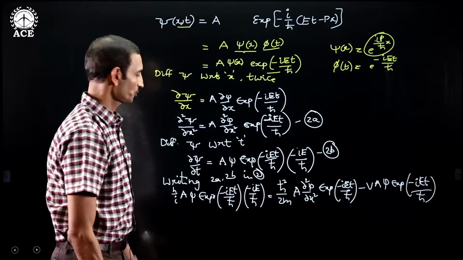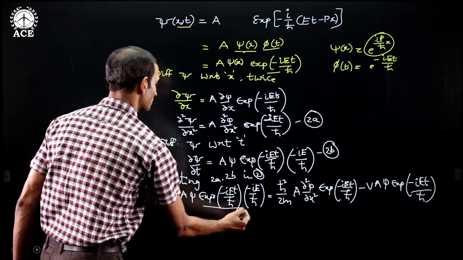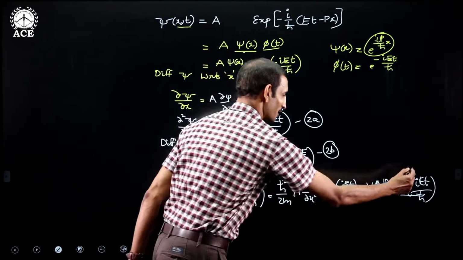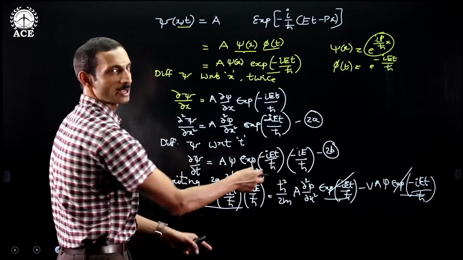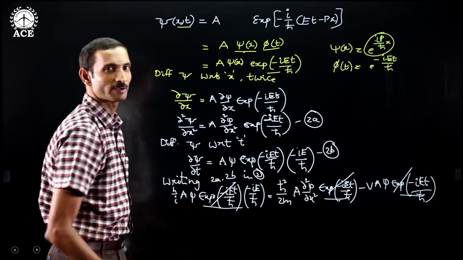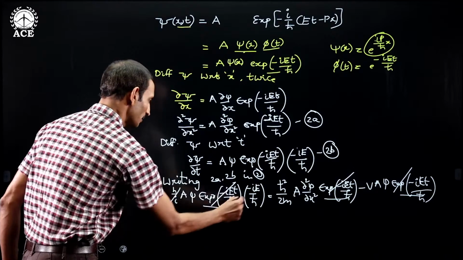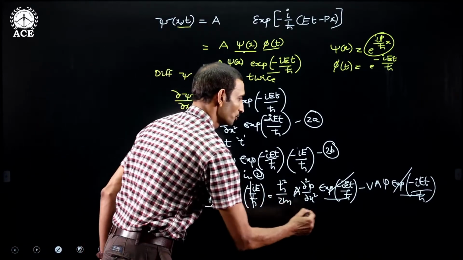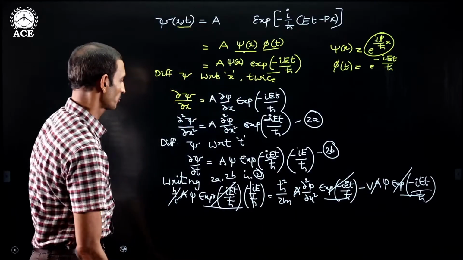Now there will be cancellations. The first thing, exponential of minus iEt by h cross is there on both sides. I'm going to cancel that in a rude manner, because I need to take it common and then cancel, but I'm cancelling it straight away. And then this h cross by i, this i by h cross would go. A is also common. Yes, I understood what you say. So A can also be taken off.